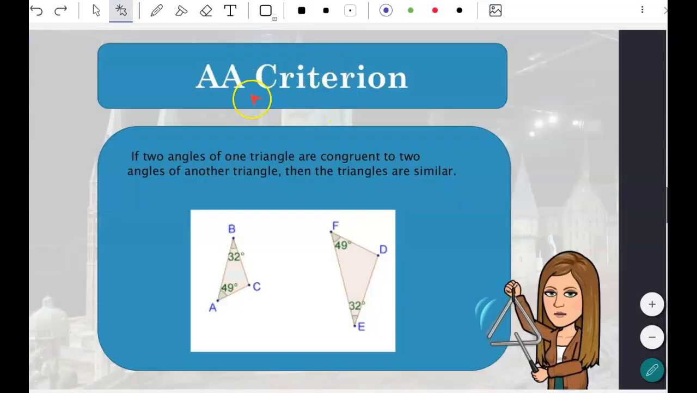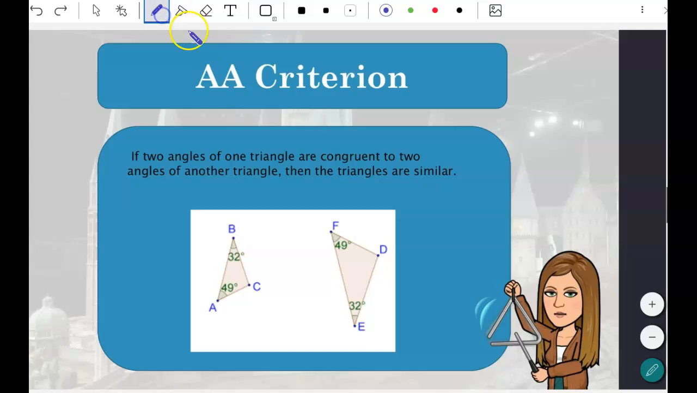So what is the AA criterion? Remember angle-angle. What it states is that if two angles of one triangle are congruent to two angles of another triangle, then the triangles are similar. So it just proves that the triangles are similar based on the fact that two of the angles are the same. So if we look at this triangle, ABC, we have this angle is 49, and this one's 49. This one's 32 and this one's 32. So therefore they are similar triangles.